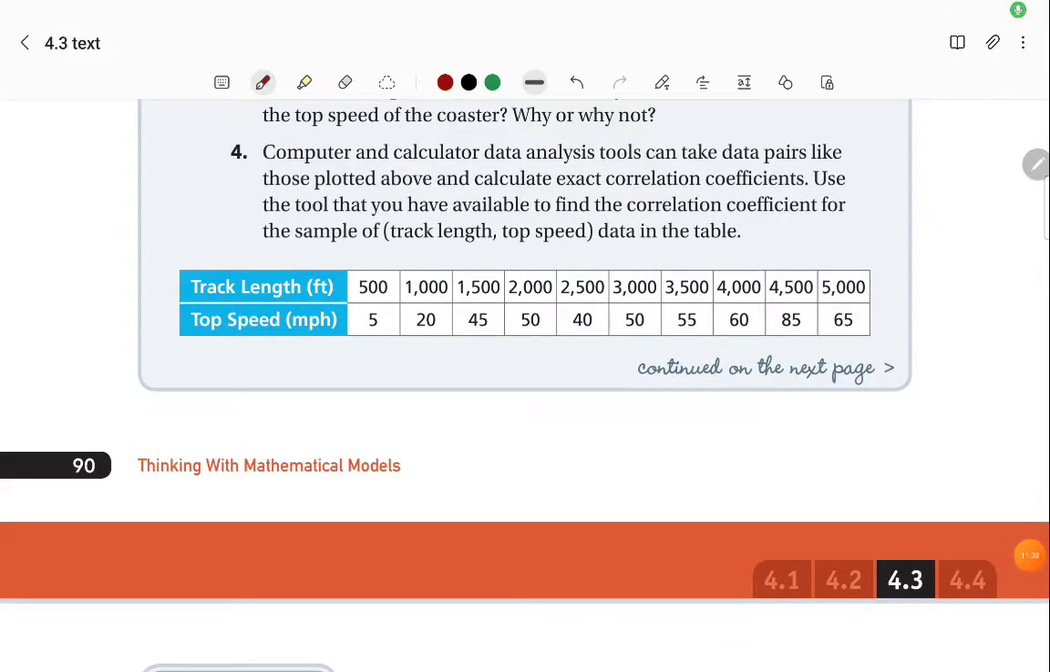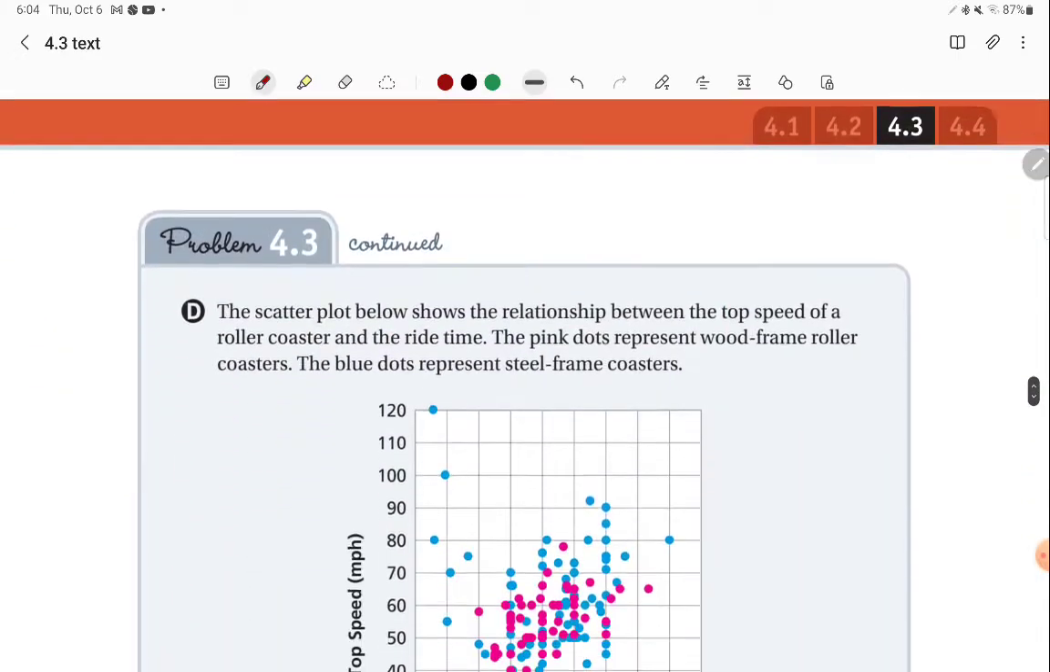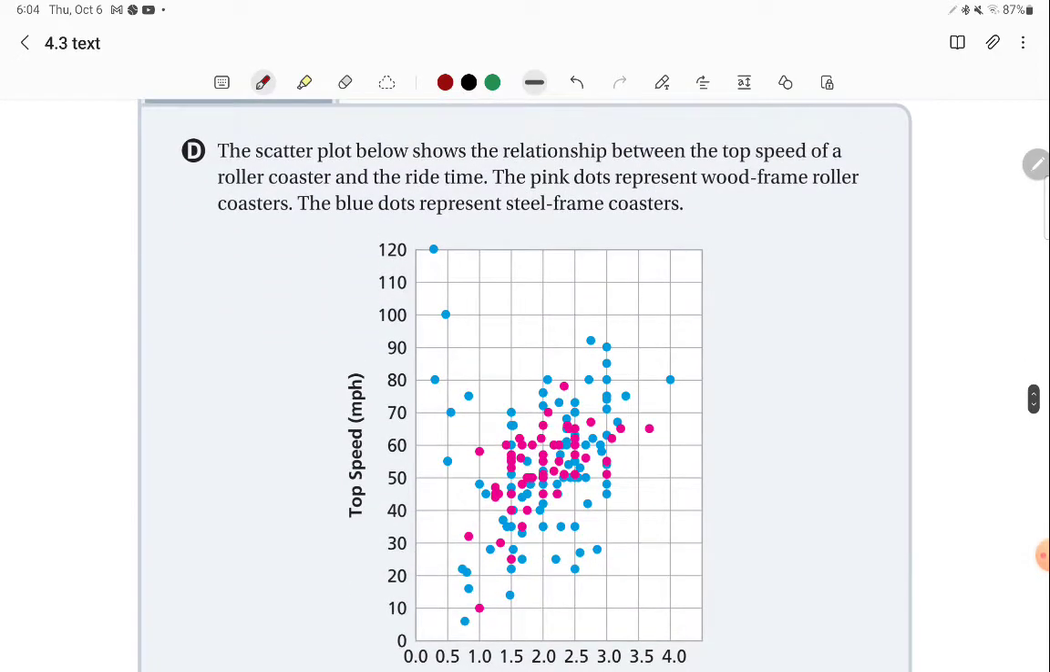And actually for this one, we're going to go ahead and skip this one because we don't have access to that computer program. We have this data, but you would need to input that into a computer program and it would measure the distances between to come up with that coefficient. So we're going to skip number 4 and on part C and move on to D.